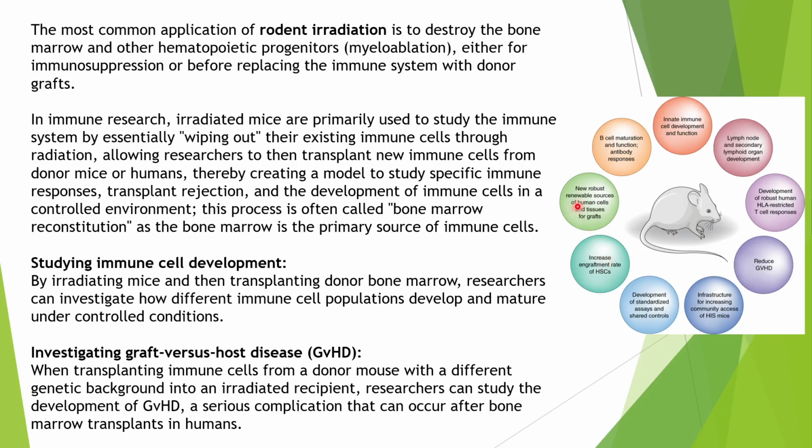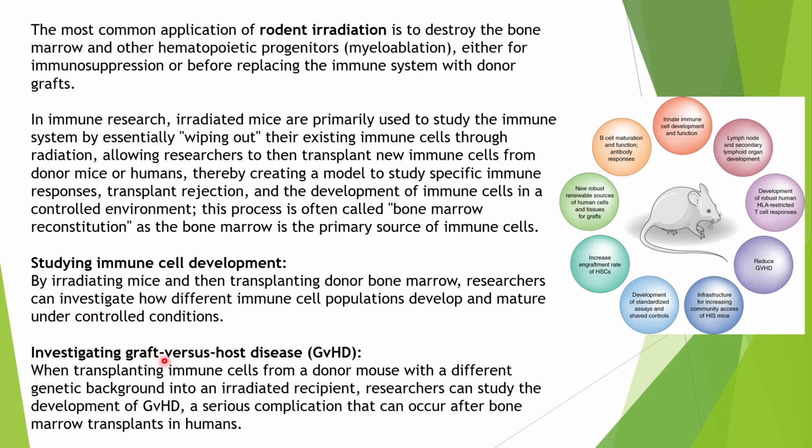Engraftment rate can be checked, and then renewable sources of human cells and tissues for grafts. So all these can be done using these mice. So studying your immune cell development by irradiating the mice and then transplanting the donor bone marrow, the researchers can investigate how immune cell populations develop and mature under controlled conditions. Exactly whatever we just discussed.